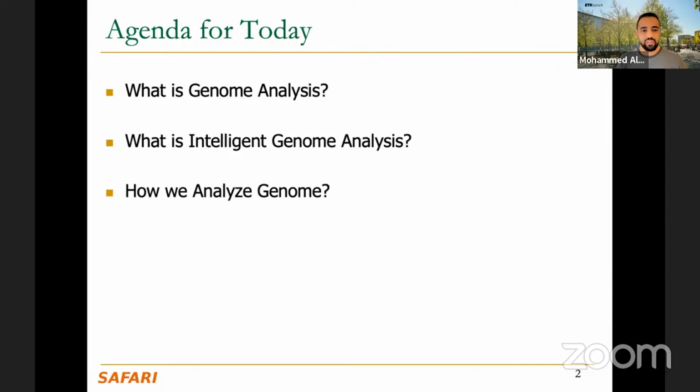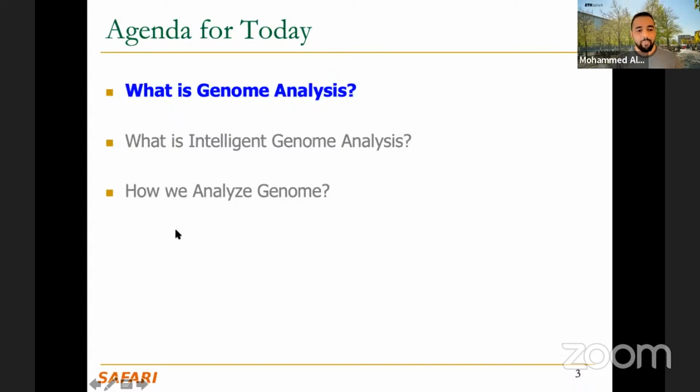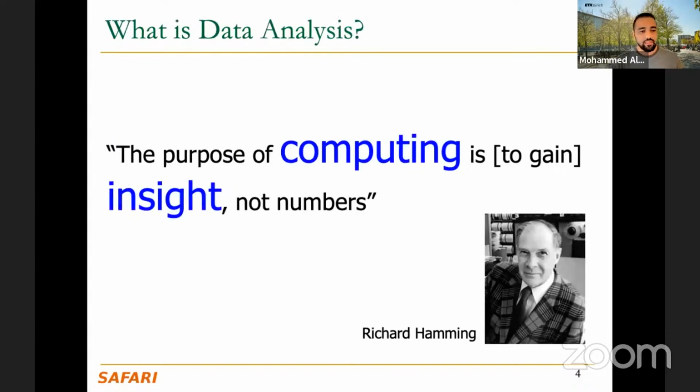There's really a huge need to accelerate genome analysis, and not only acceleration, but also improving the privacy, the throughput, the energy efficiency, and so on. All of these factors together, we call them intelligent genome analysis. So intelligent genome analysis is not really just fast analysis, but rather many other things that we need to account for. And toward the end, we'll explain how we analyze the genome.